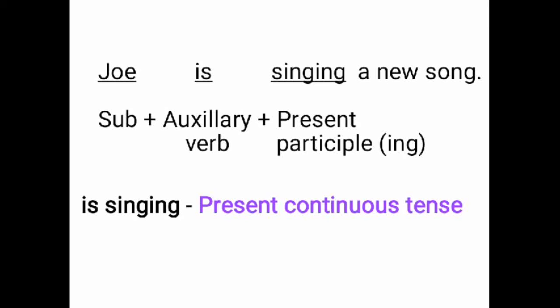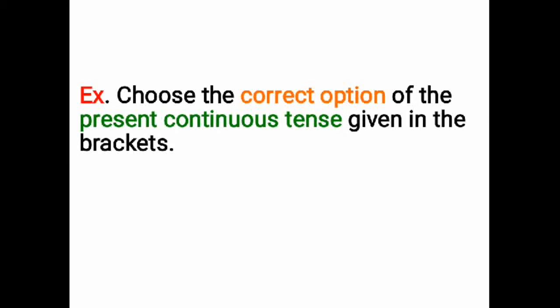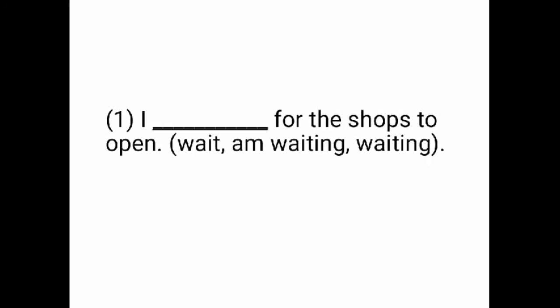Now we will do an exercise. Choose the correct option of the present continuous tense given in the brackets. First one, I dash for the shops to open, in brackets: wait, am waiting, waiting. The singular subject is I. I belongs to first person. Auxiliary verb of singular subject for first person is am. So the correct answer will be am waiting. I am waiting for the shops to open.